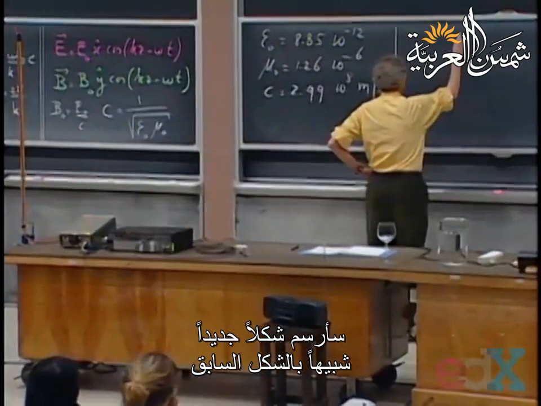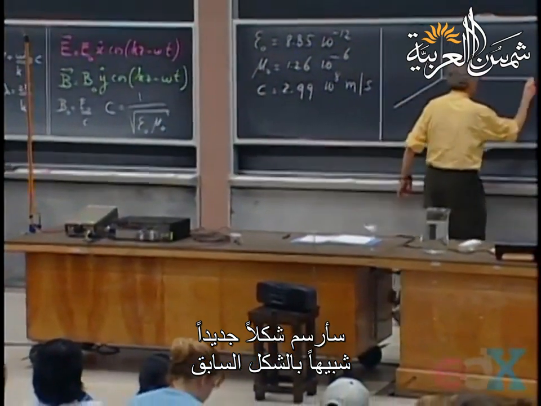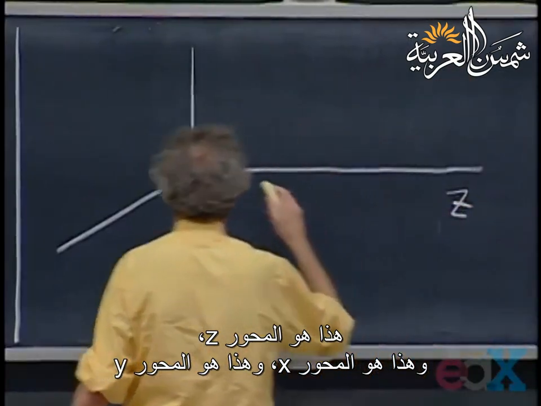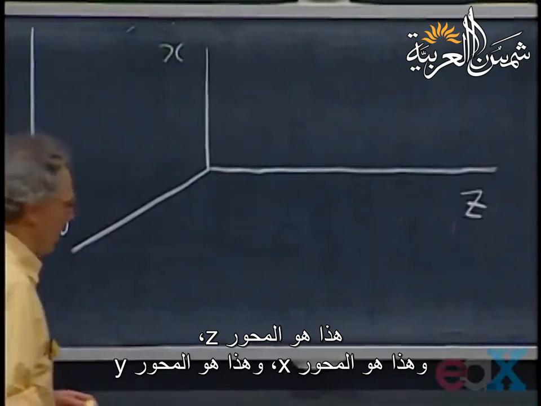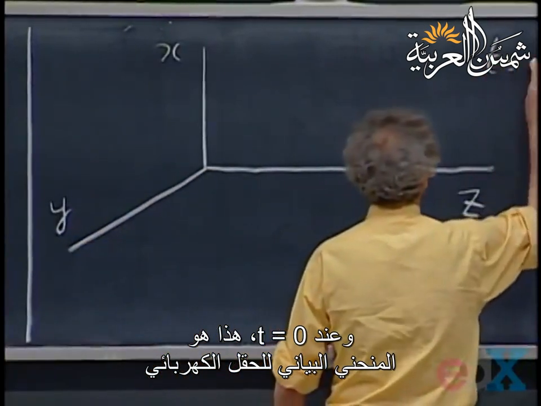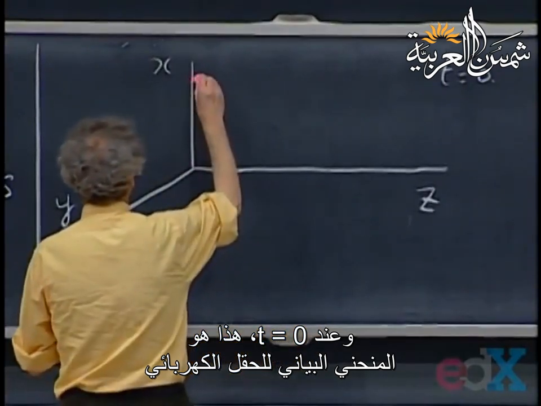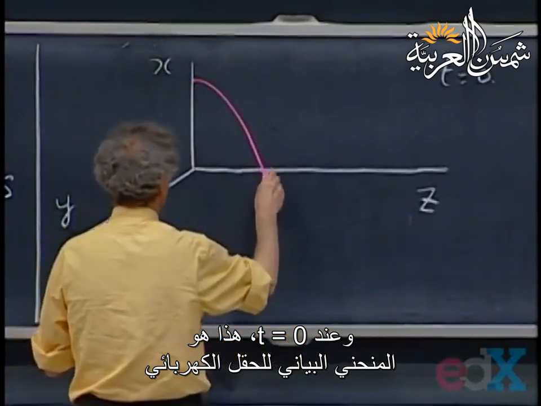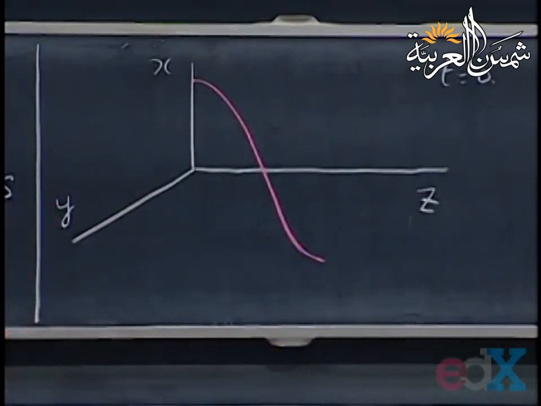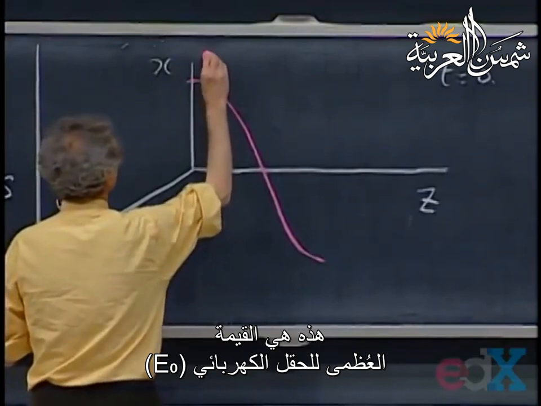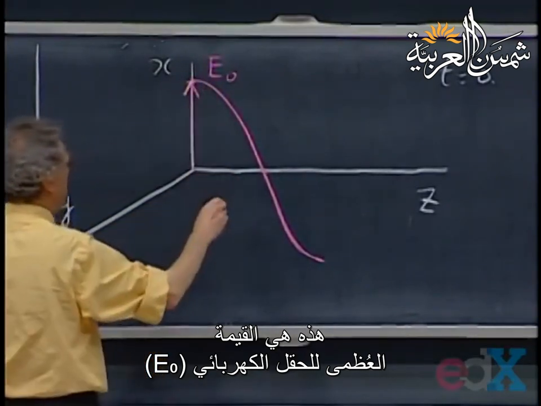I'm going to make a new drawing, which is not too different from what you have there. So this is Z, this is X, and this is Y. And at T equals zero, I'm going to draw here the electric field, like so. So this is E zero, the electric field is this strength.